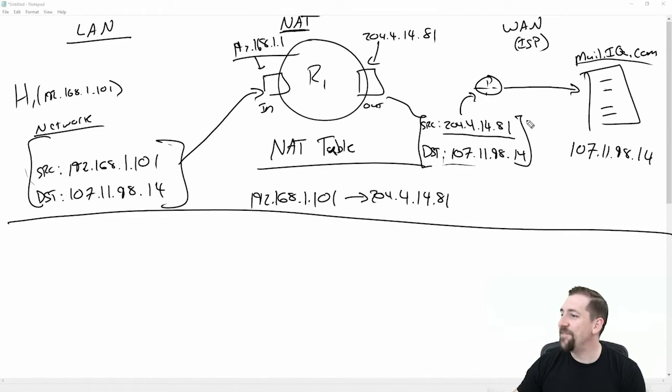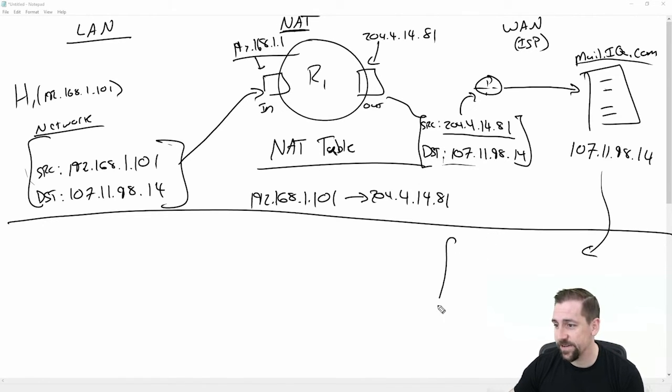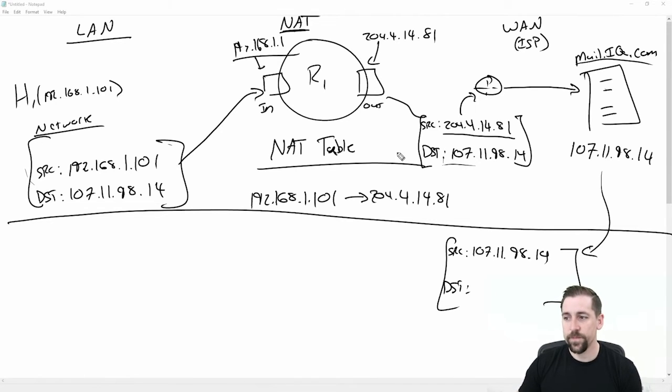And so the back half of this is the mail server then responds. What does the network header look like? The IP address, source and destination information looks like this. Source is now who? mail.iq.com, which is 107.11.98.14. And the destination is now 204.4.14.81. That's how we get back.